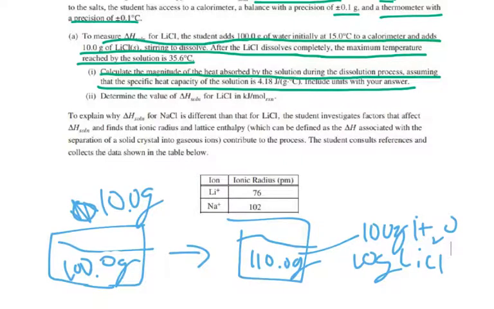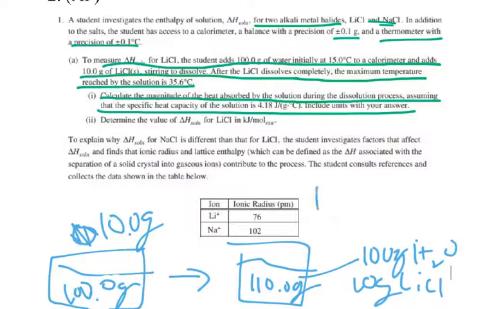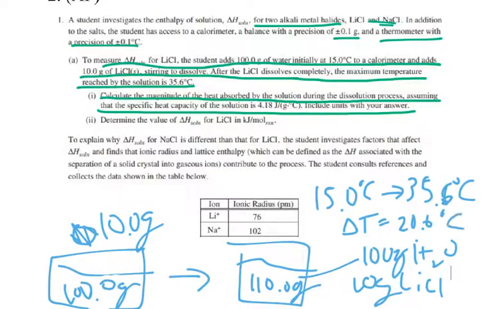So the solution would overall weigh 110 grams because the conservation of mass says that when you combine 2 things or whatever you do to something, the mass will remain constant and it won't be created nor destroyed. So the solution will have 110 grams total. And it says that the temperature was initially 15.0 degrees Celsius, and it went all the way up to 35.6 degrees Celsius. This tells us that this reaction is exothermic, and the delta T is going to be 35.6 minus 15, which is 20.6 degrees Celsius.